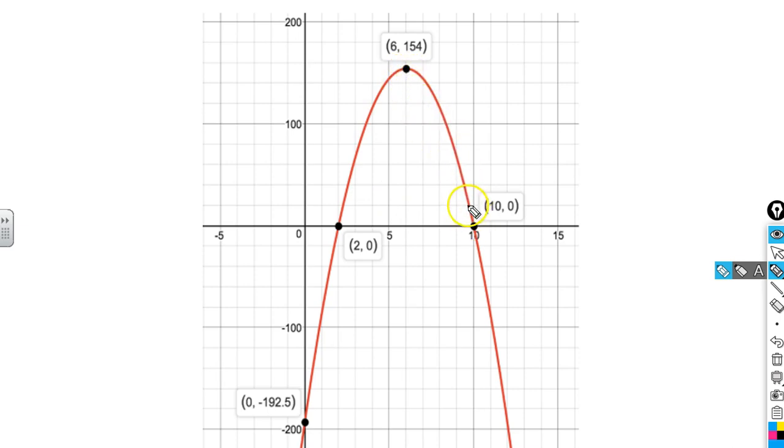They're still making money. It's not until they go below the x-axis that they're no longer making money, but their profit is decreasing with every dollar that they increase the price of the hat. And this is similar to one of the previous lessons that we looked at.